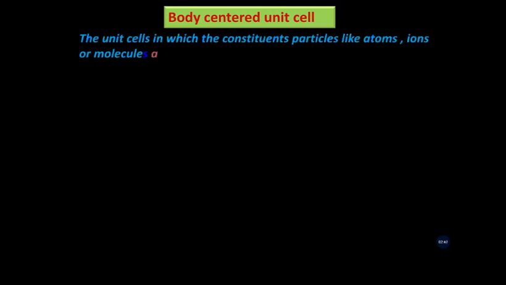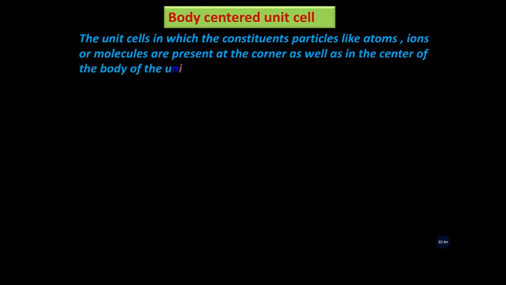Now, let's see what a body centered unit cell is. This is a centered type of unit cell because one lattice point is present in the center of the body of the unit cell. Thus, the body centered unit cell is the unit cell in which constituent particles like atoms, ions or molecules are present at the corner as well as in the center of the body of the unit cell.